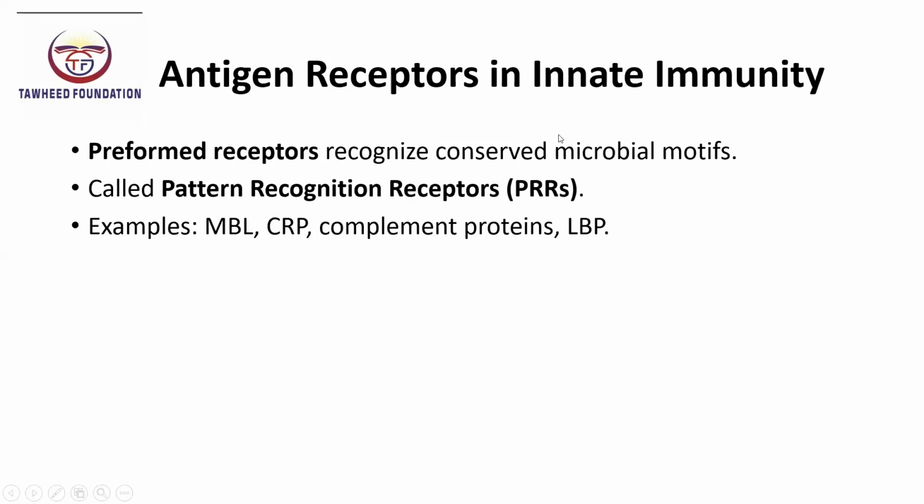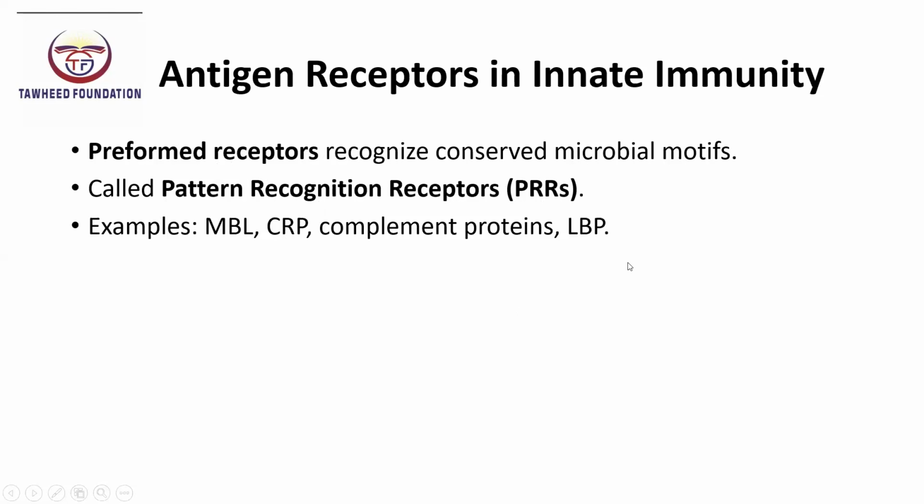Next is antigen receptors and innate immunity. In innate immunity, antigen recognition does not rely on somatically generated receptors, but on preformed receptors that recognize broad, conserved microbial structures. These are called pattern recognition receptors, that is PRRs. PRRs are designed to detect pathogen associated molecular patterns, that is PAMPs, which are characteristic molecules found in microbes but absent in host tissues.